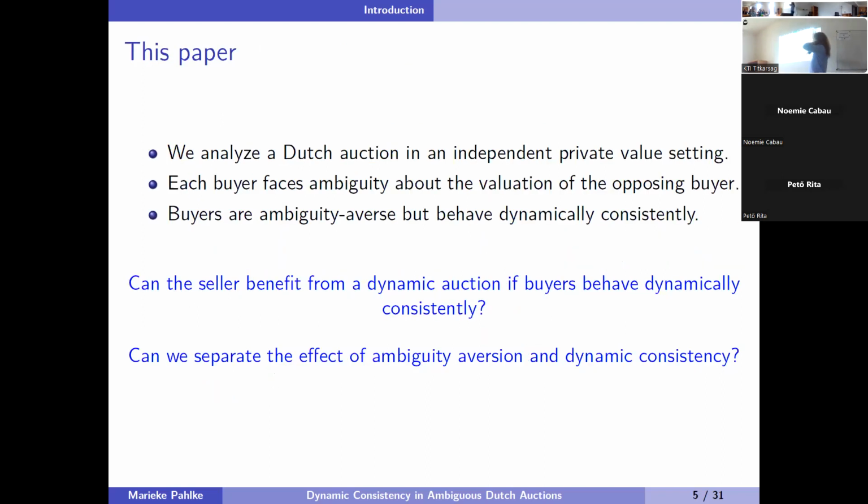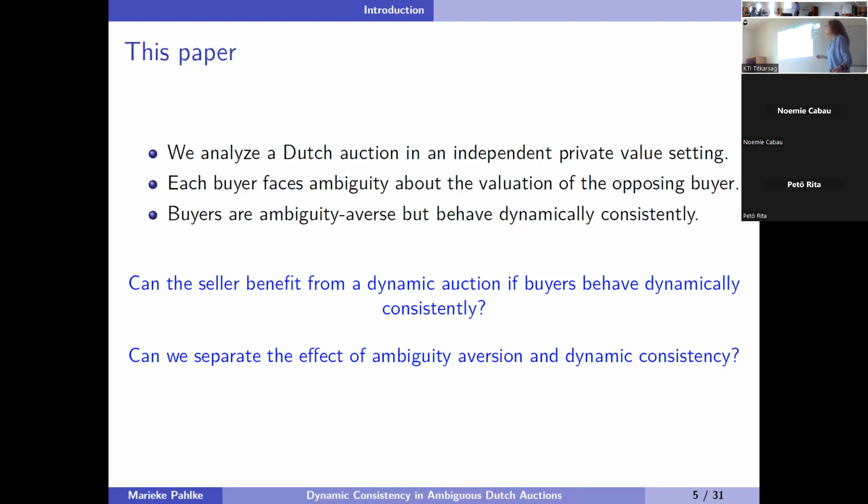We look at the auction with the independent private value setting, just one good. Each buyer has ambiguity about the valuation of the other buyer. They are ambiguity-averse, but I will imply some kind of belief formation process that gives us back dynamic consistency. So no standard solution concept can be used, but the strategy concept is standard.